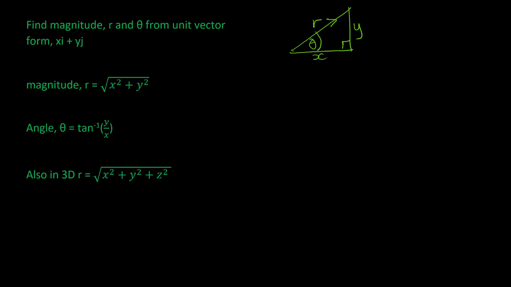Now, should you be asked to find the angle of that vector from the origin, then you can see that we can use our tan there. Tan of theta is opposite y over the adjacent x. And this works also in 3D, and so the magnitude of a 3D vector would be the square root of x squared plus y squared plus z squared.